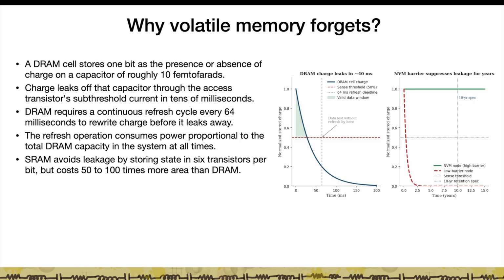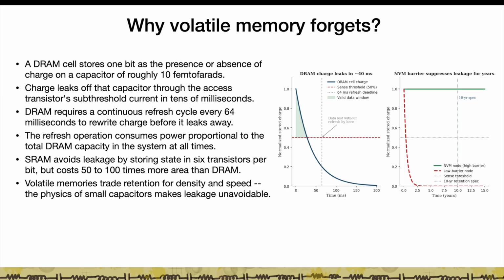Now, the SRAM solves the leakage problem differently by using 6 transistors per cell in a cross-coupled latch that regenerates its own state continuously as long as power is applied. No refresh is needed, no leakage limit. But the area cost is enormous, 50 to 100 times larger per bit than DRAM, which is why SRAM is used only for caches where capacity can be small but speed must be maximum.